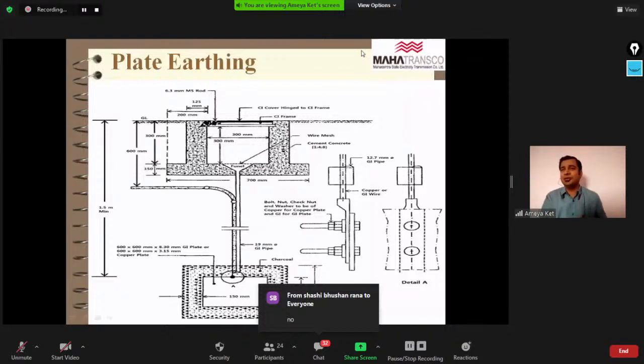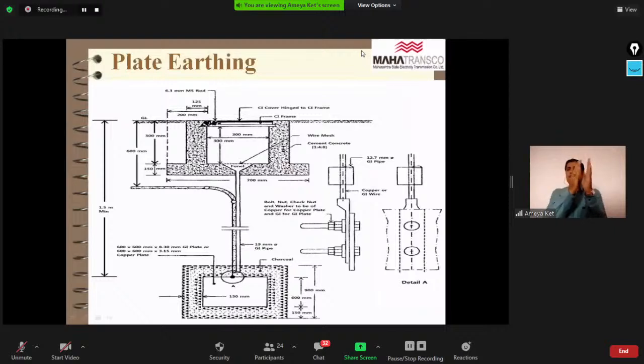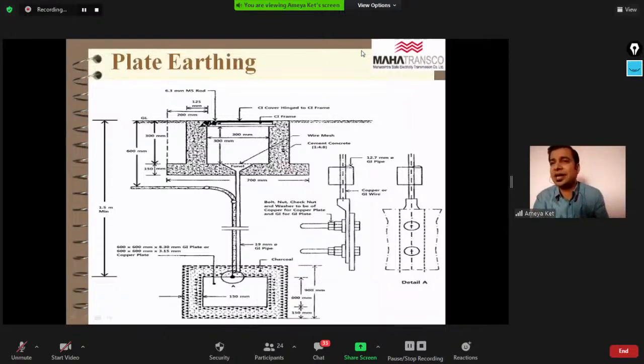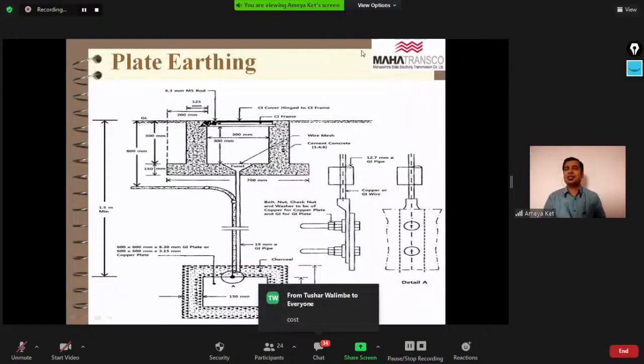What is the reason behind it? Shashi is saying yes, we can't. Okay, so what will be the reason? What is the main underlying criteria, because of which I can't use plate earthing in my EHV substation, and I don't want to use pipe earthing in my residential case? Okay, I got feedback from Vijayaraj Gadge saying fault current and resistance. Yes, you're correct, Vijayaraj. Tushar Valmi, you're also right, it's cost.